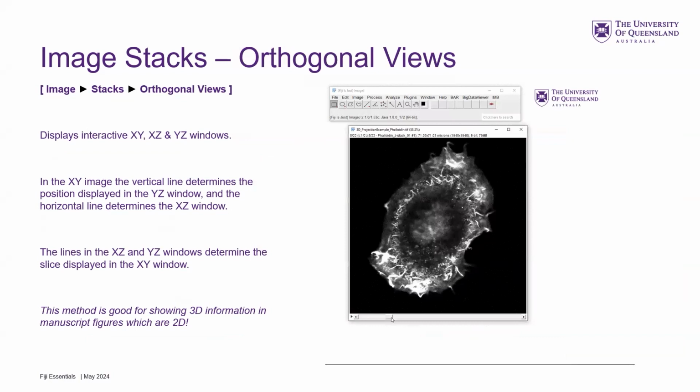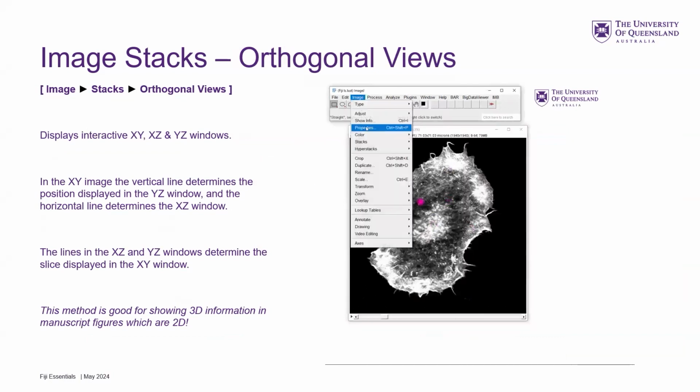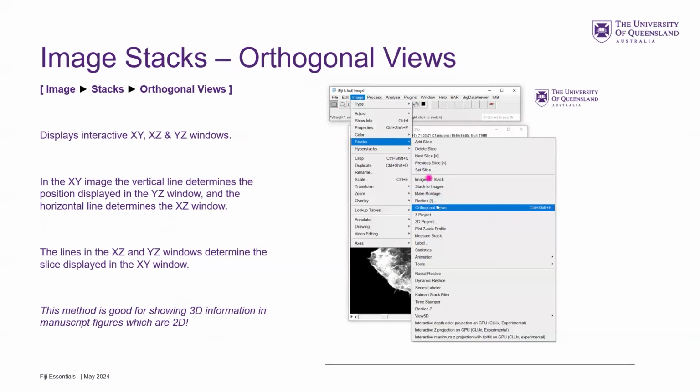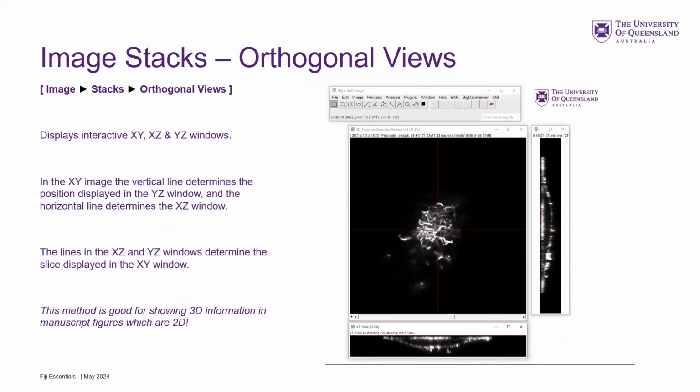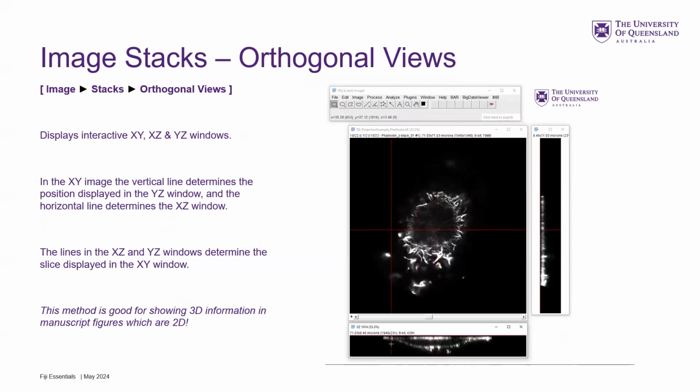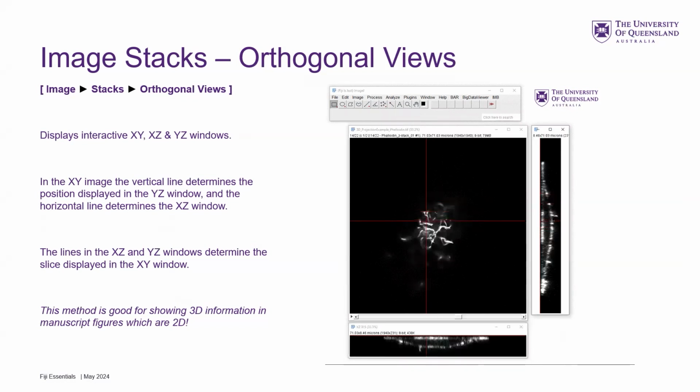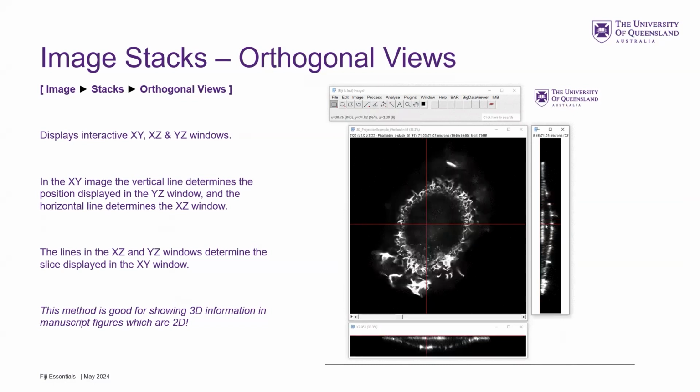There are also orthogonal views. Here I've got a cell and I'm going to go Image, Stacks, Orthogonal Views. Now I have that reslice both in X and Y, on the X-axis and Y-axis. I get these 2 windows and they're linked by these lines. It's really hard to show 3D in a 2D picture or figure in your paper, so this can be quite useful to show something around an endosome, or if you want to show 3 things at the same spot, you can do that.